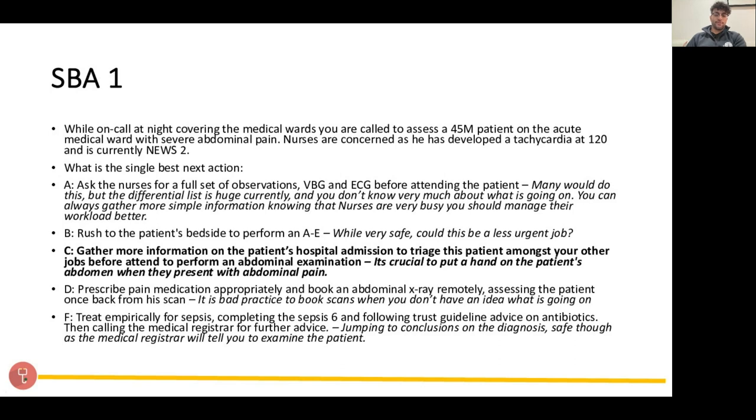D, although none of you went for it, isn't a bad idea, but you can't book scans without having an idea of what's going on. You can't just put abdominal pain on the radiology request, and I'm sure it'd be rejected. Treat empirically for sepsis. Again, you're jumping to conclusions as a diagnosis. And it's safe, however, the medical registrar will just tell you to go examine the patient anyway.